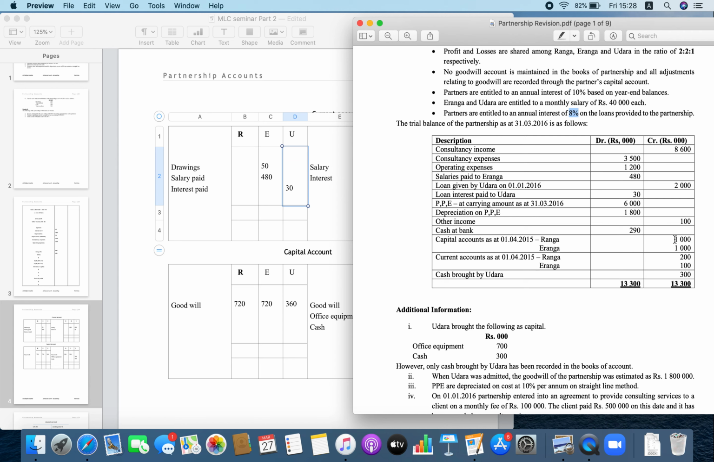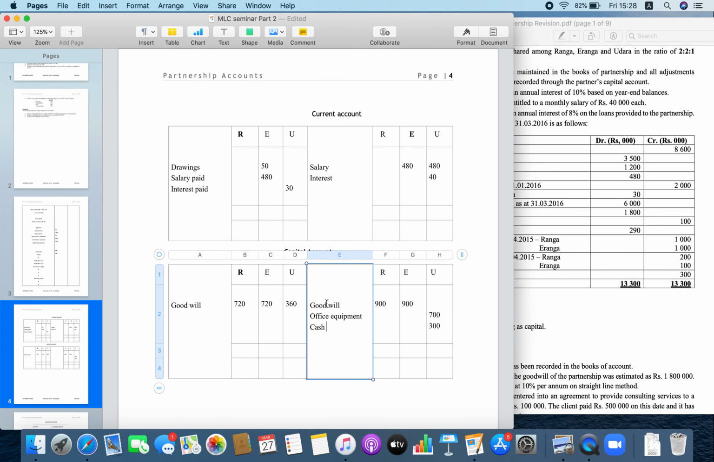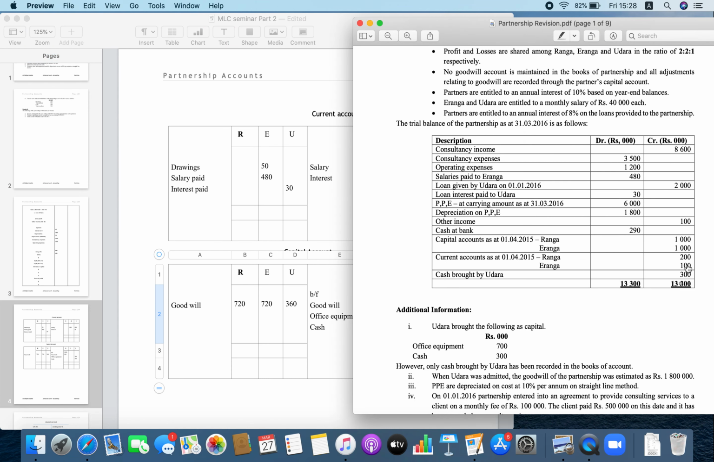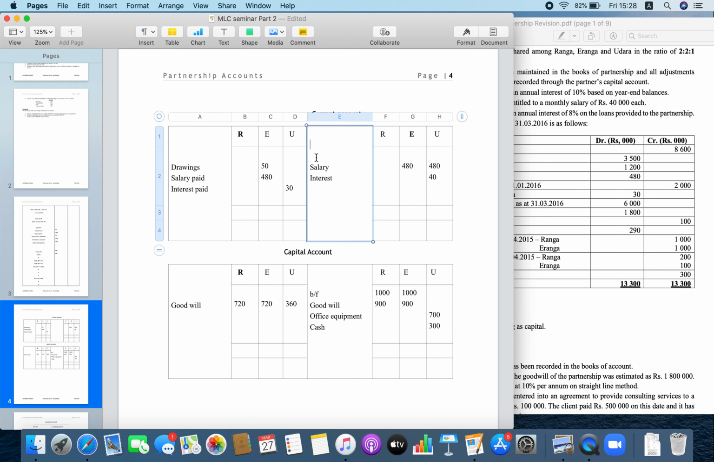Now guys, simply copy the capital account and current account opening balances, right? So capital account opening balances are 1000 and 1000, right? So you go over here, brought forward, right? So it's 1000. Over here also it's 1000. Eranga doesn't have. Current account, both are having positive balances, so meaning it's a credit balance, right? So you mark over here again, brought forward. Ranga has 200 and Eranga has 100.